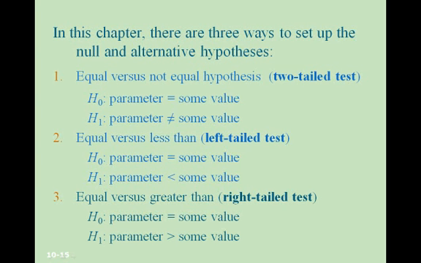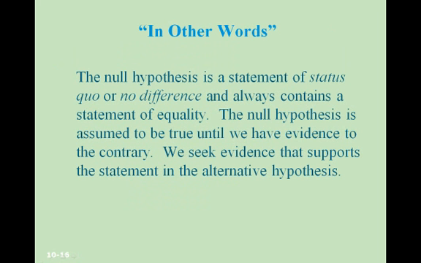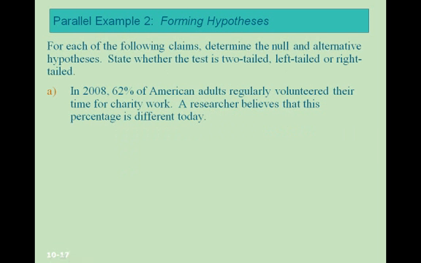So in other words, the null hypothesis is a statement of status quo, or no difference, and it always contains a statement of equality. The null hypothesis is assumed to be true until we have evidence to the contrary. We seek evidence that supports the statement in the alternative hypothesis. So let's look at an example where we'll actually form our hypotheses.